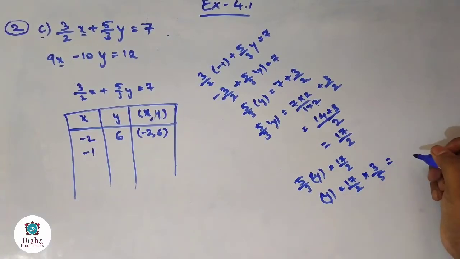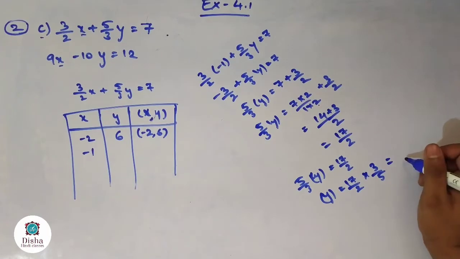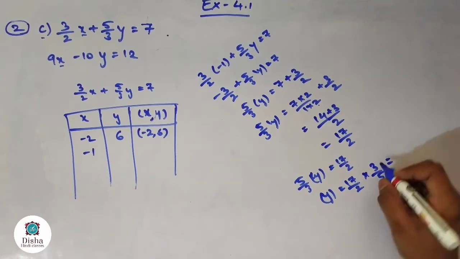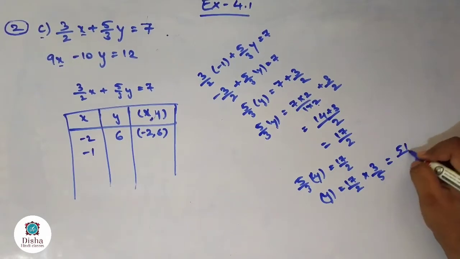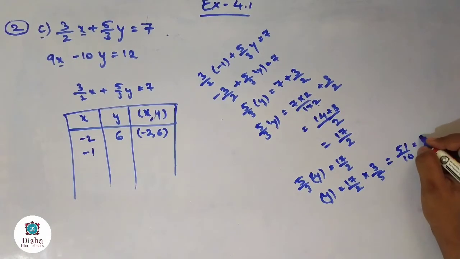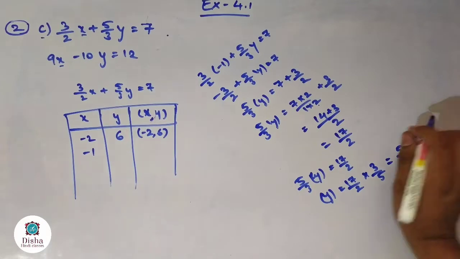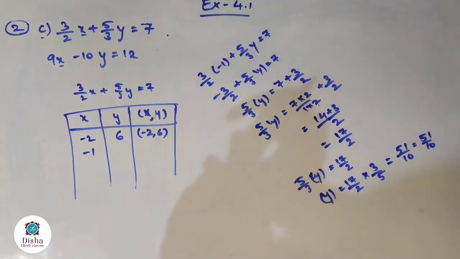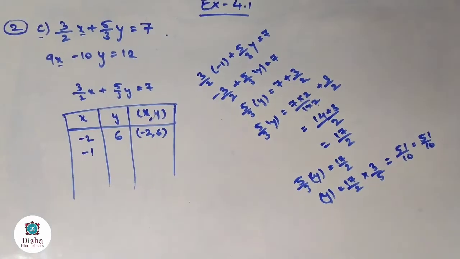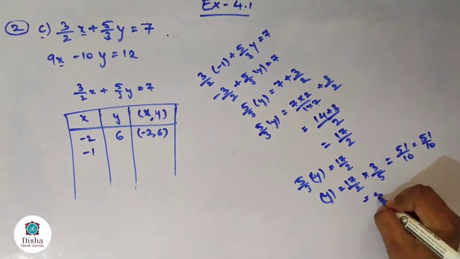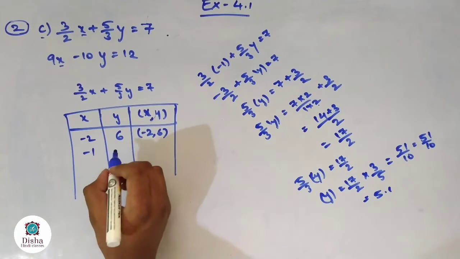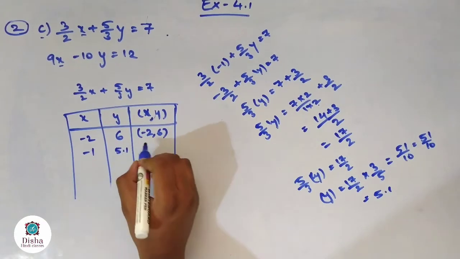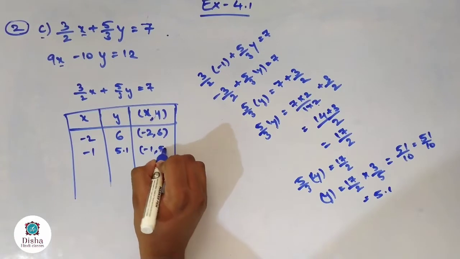So 17 threes are, what is 17 times 3? It will be 51, and it will be 51 by 10. So therefore 51 by 10, only let it be, right? 51 by 10. Or we can write it as 5.1 also. So x equals -1, y equals 5.1. So (-1, 5.1).